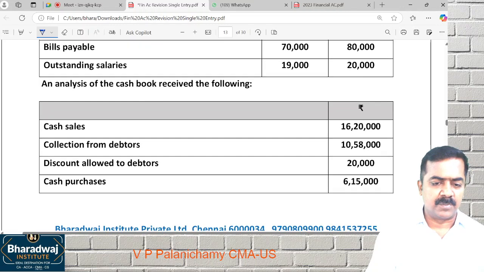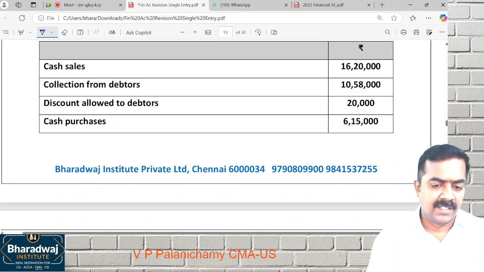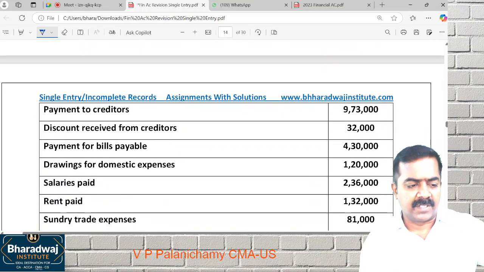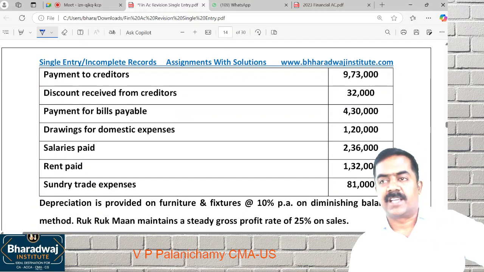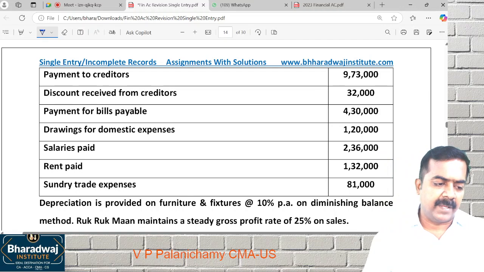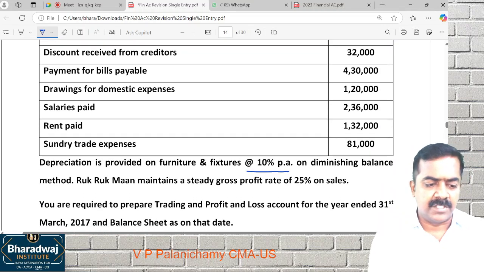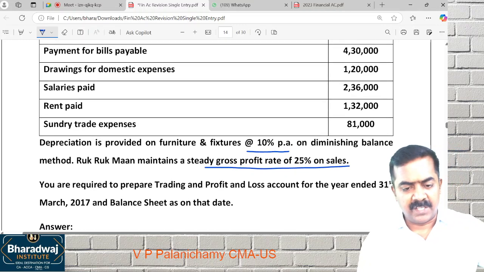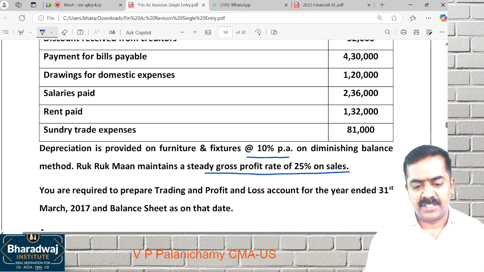Analysis of cash and passbook is given to us. Cash sales, collection from debtors, discount allowed to debtors, cash purchases, payment to creditors, discount from creditors, payment for bills payable, drawing for domestic expenses, salary paid, rent paid, trade expenses are given. Depreciation 10% on the diminishing balance method. Steady gross profit of how much? 25% on sales கொடுத்திருக்காங்க. Prepare a trading P&L account and a balance sheet.